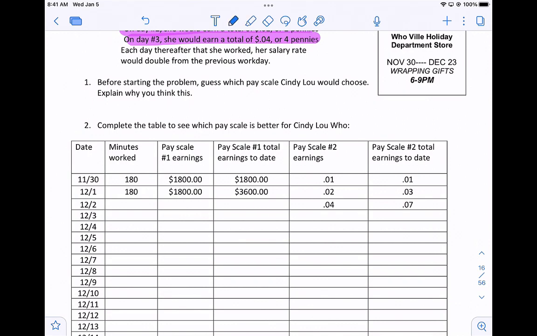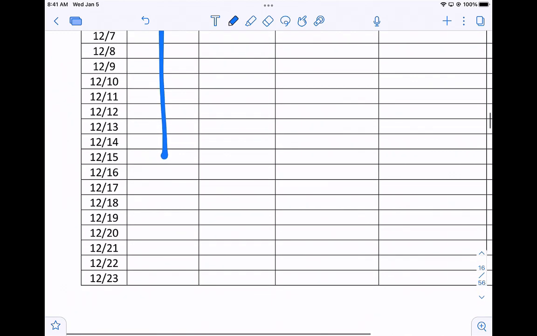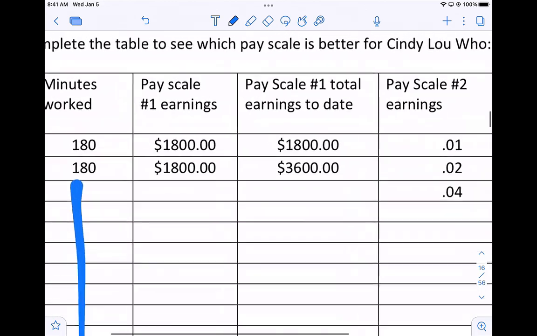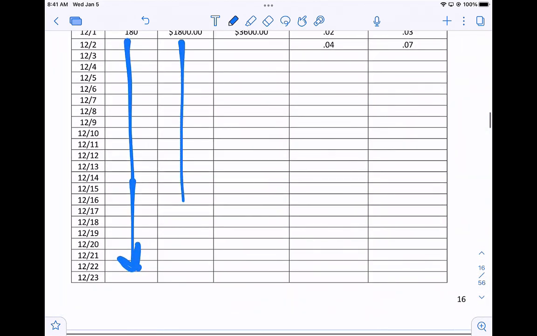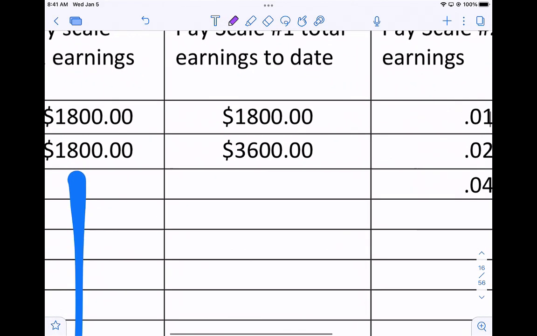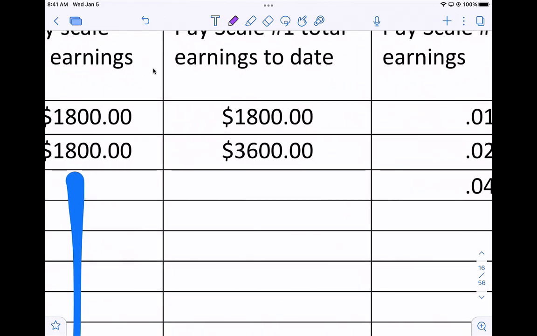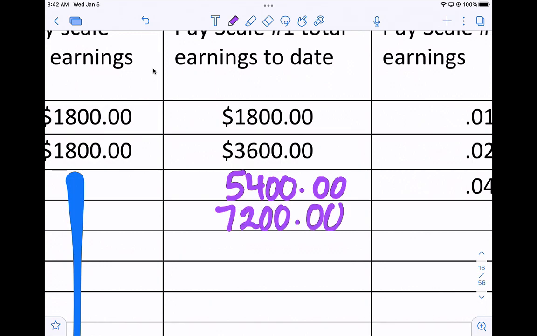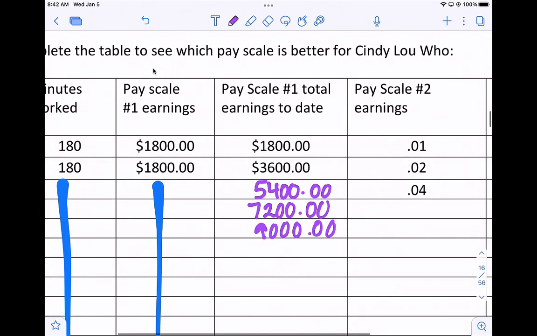Well, again, she's working 3 hours a day, so that's 180 minutes per day. So I'm just going to draw an arrow down. It's 180 minutes for all of these. And again, pay scale 1, it's $1,800 per day because it's 180 times $10 a minute. And then if we look at the earnings right here, we're just adding $1,800 a day. So 3,600 plus 1,800 is $5,400 she's made after working 3 days. Add another 1,800, we have 7,200 the next day, and so on. So you just keep adding $1,800 a day, and that's pay scale 1.